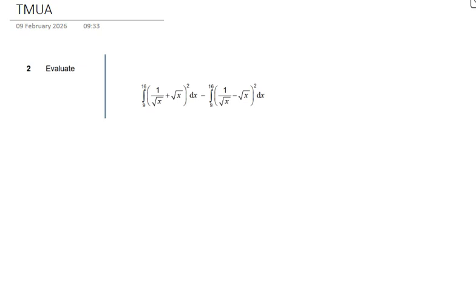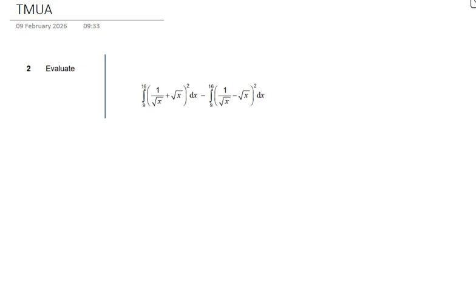This type of problem tests your algebraic simplification and integral concepts, and it is commonly asked in TMUA, ISI and other entrance examinations. Okay, so the equation is the integral from 9 to 16 of (1/√x + √x)² dx minus the integral from 9 to 16 of (1/√x − √x)² dx. We need to evaluate this expression now.